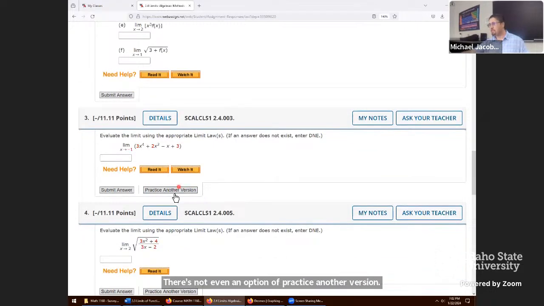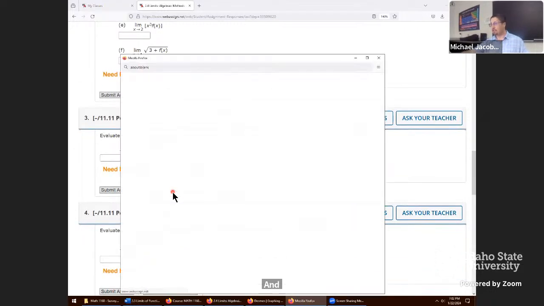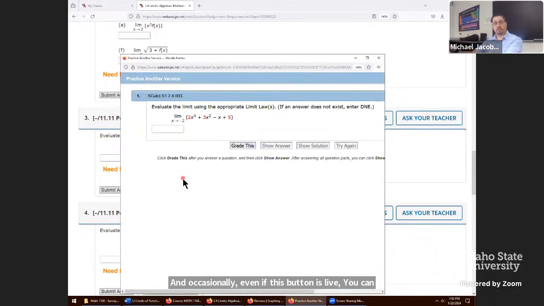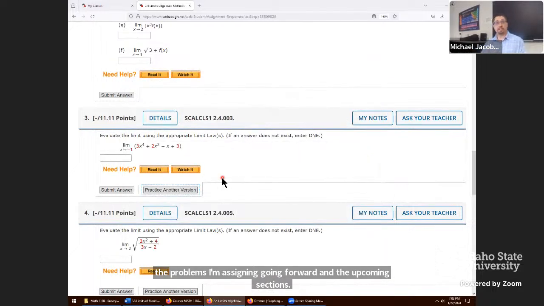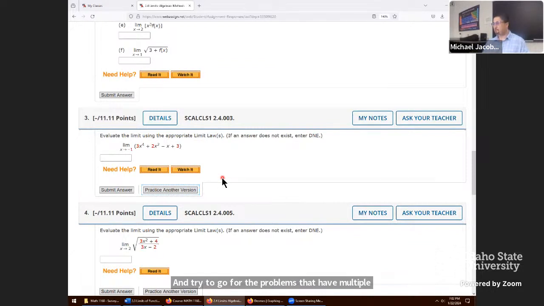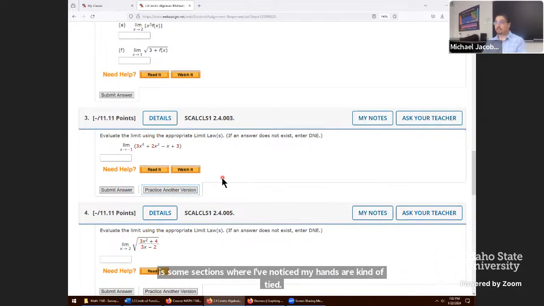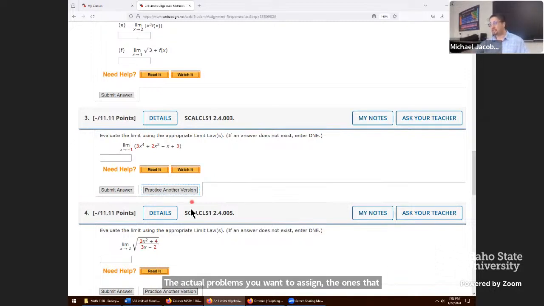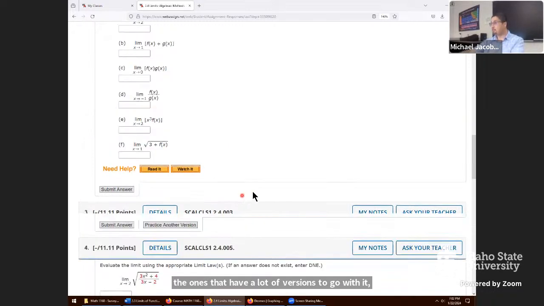And occasionally, even if this button is live, you can click it, and it might say there are no additional versions to practice. That's kind of frustrating. I'm going to try to look at the problems I'm assigning in the upcoming sections and go for the problems that have multiple versions, in case you want to study that way. But there are some sections where I've noticed my hands are kind of tied. The actual problems you want to assign, the ones that are good and line up with the notes, are not necessarily the ones that have a lot of versions, unfortunately. But that's definitely a good option.